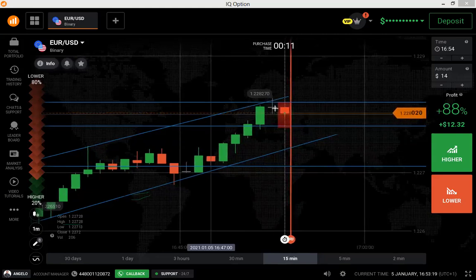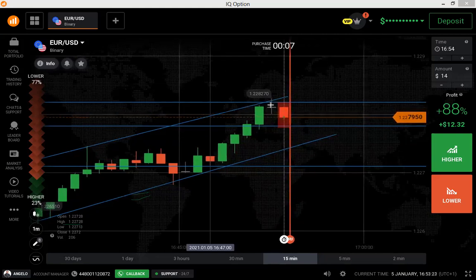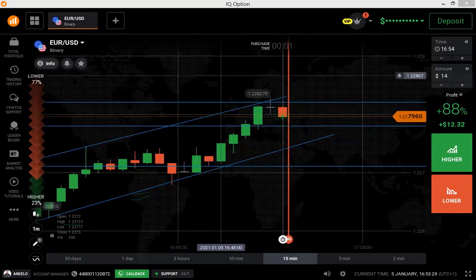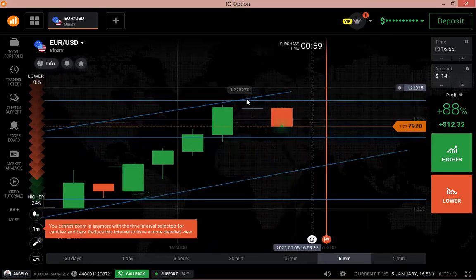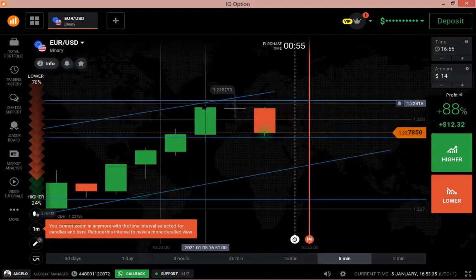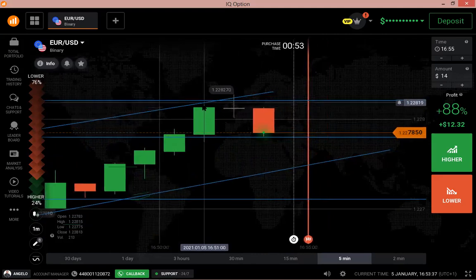Why is it that this bullish candle, which is supposed to be bullish, formed a doji? That is the question you should ask. Let me explain. Remember, this candle did not reach this trend line. There's still a little gap. It did not reach this trend line.